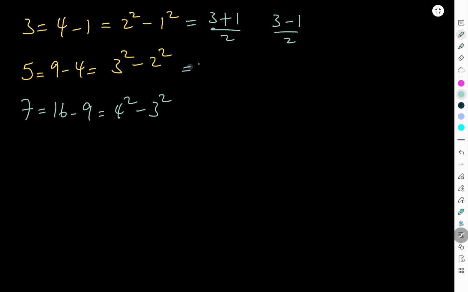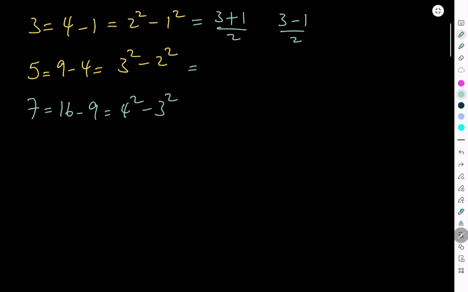Similarly, for the second number, 5, let us write 3 and 2 in terms of 5. Then 3 is going to be 5 plus 1, that is 6, divided by 2, which is 3. And similarly, 2 in terms of 5 can be expressed as 5 minus 1, that is 4, divided by 2. And when it comes to the number 7, let us write 4 as 7 plus 1 over 2. 8 over 2 is 4. And then 3 is going to be 7 minus 1, 6, divided by 2.